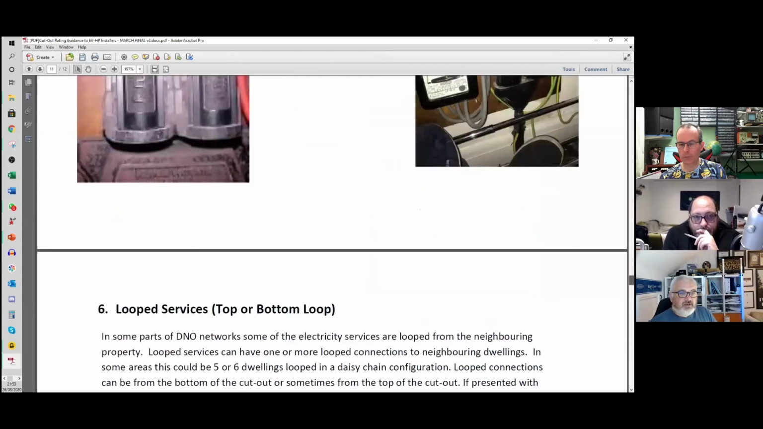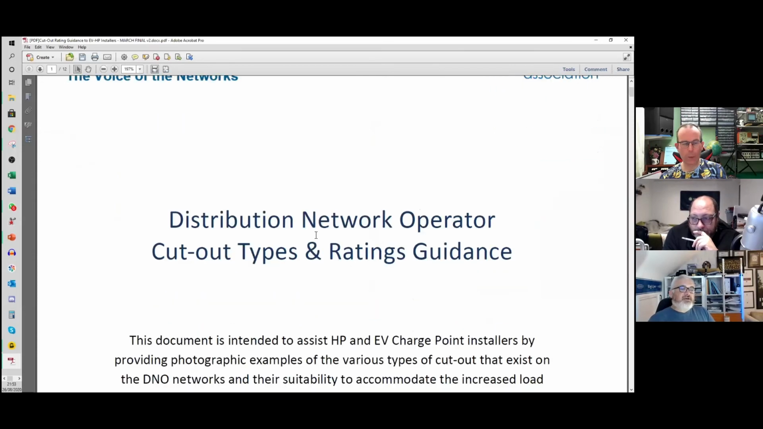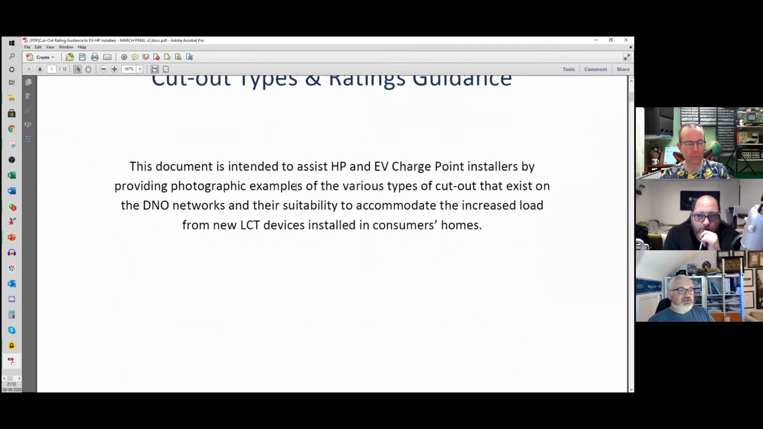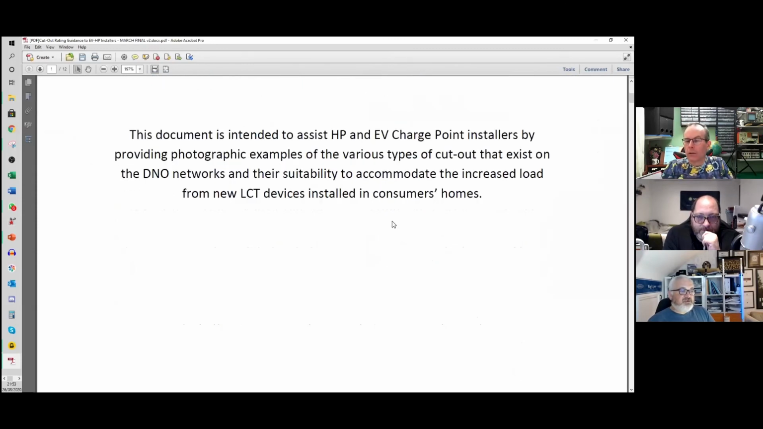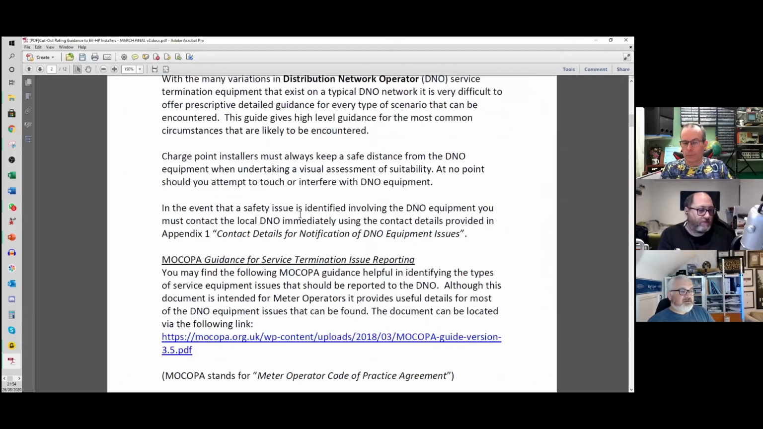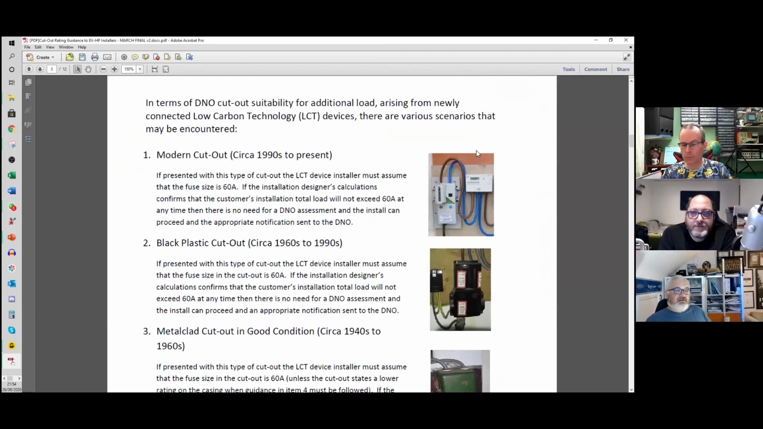Okay, great. So this document here is the Energy Networks Association Distribution Network Operator Cutout Types and Rating Guidance. It's intended to assist EV charge point installers, basically. And if I zoom out a little bit, it's got MOPCOA guides and all the rest of it. But what it does do is it's really nice. If you've got an apprentice, this is a guide to help teach your apprentices what to look for on cutouts. So you've then got the modern cutout, which is GRP.